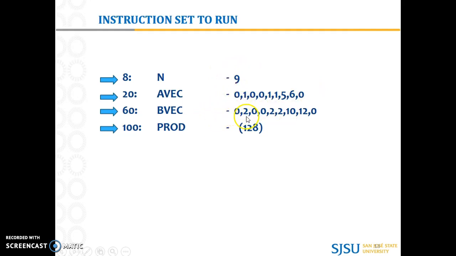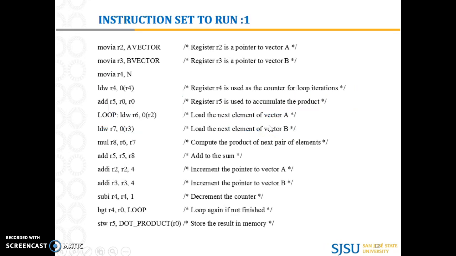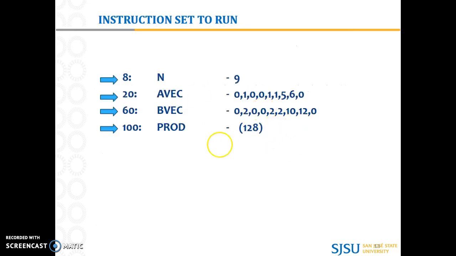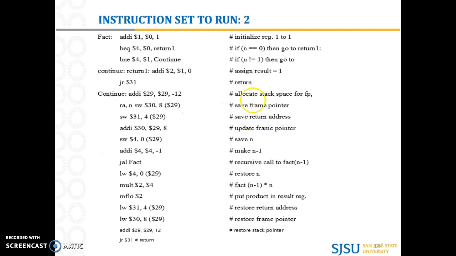So this is vector A and this is vector B. The dot product is calculated with the help of the processor design, and our total is 128.